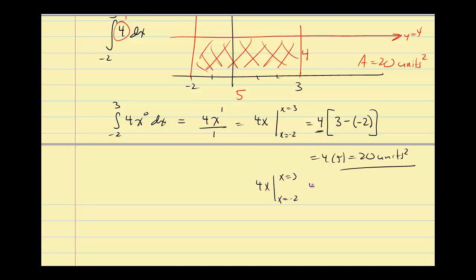I could have plugged in my upper, 4 times 3, minus my lower, 4 times a -2. And here I get 4 times 3 is 12, minus a negative is the same as a positive 8, so I get 20 units squared here as well. It's just a little bit easier if you can pull out any constants because your numbers get smaller that way.